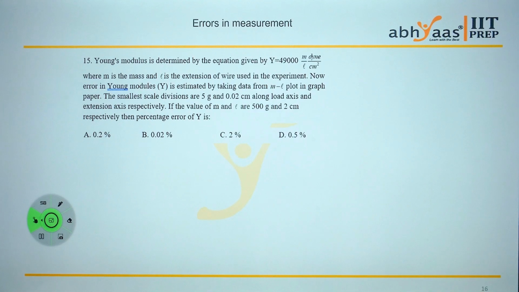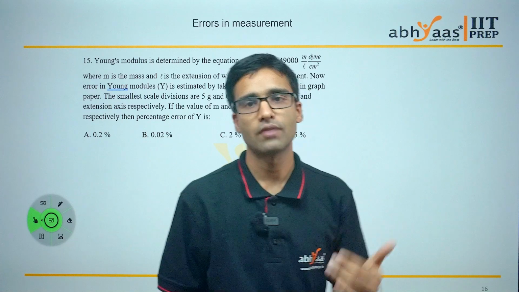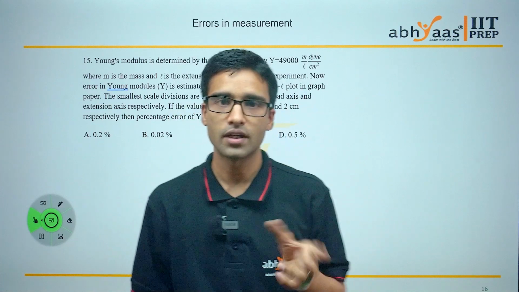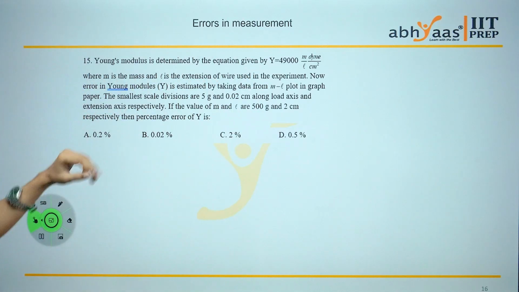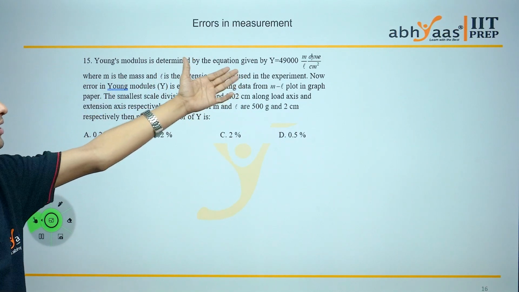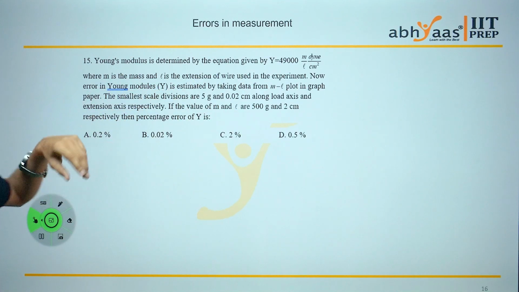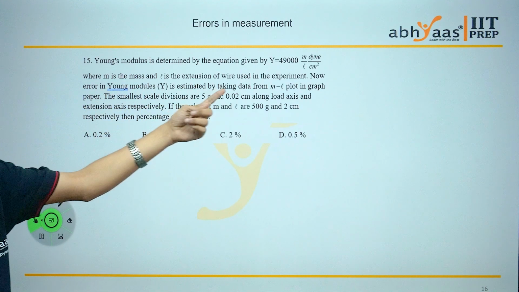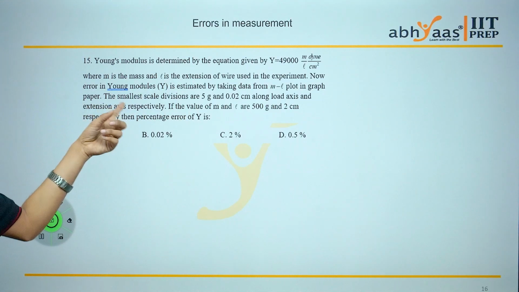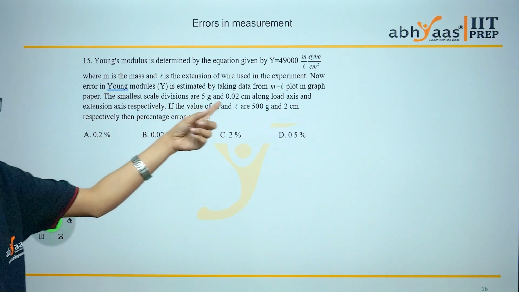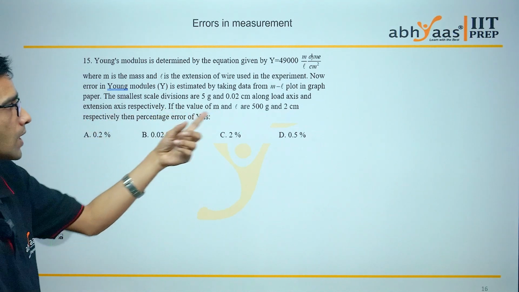Now, if you observe here, this is errors in measurement. Up to this, the questions related to principle of homogeneity or dimensional analysis completed. Now we will go for the errors in measurement. Young's modulus is determined by the equation y equal to 49,000 m by L dyne per centimeter square, where m is the mass, L is the extension of the wire. So Young's modulus y is measured in CGS. Data collected from the m-L plot in this paper, and the smallest scale divisions are 5 grams and 0.02 centimeter along load axis and extension axis. If the value of m and L are this one.